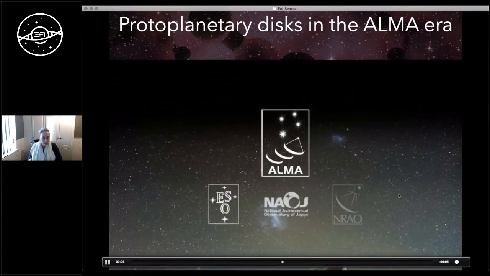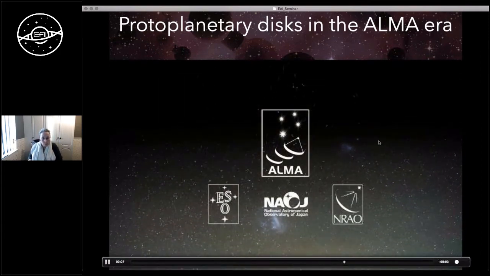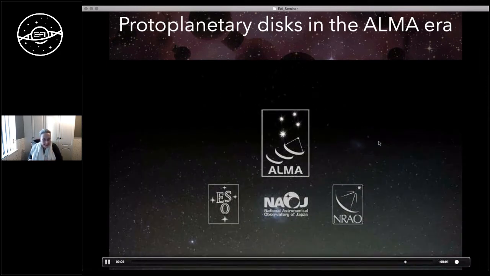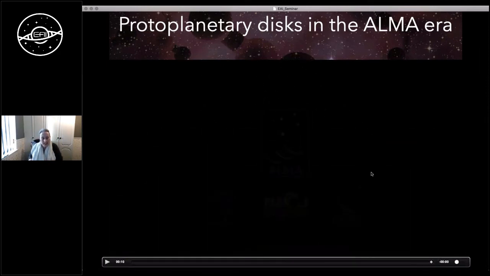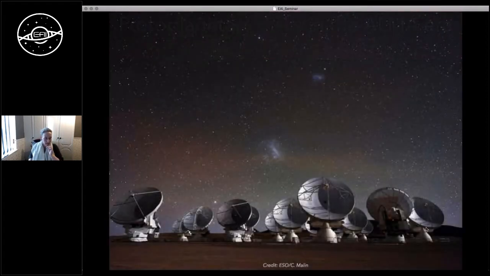So ALMA is an array of radio, submillimeter, millimeter telescopes and radio antennae you can see there that operate between 30 and 900 gigahertz. So right within the frequency range that we need for rotational spectroscopy of most molecules, especially all those tracers that we have available to us in protoplanetary disks.